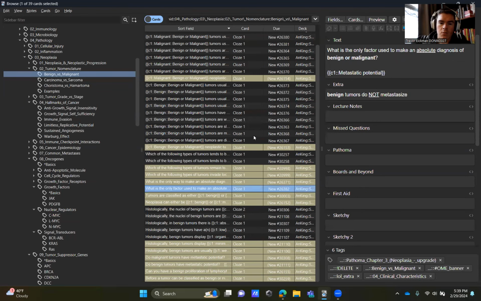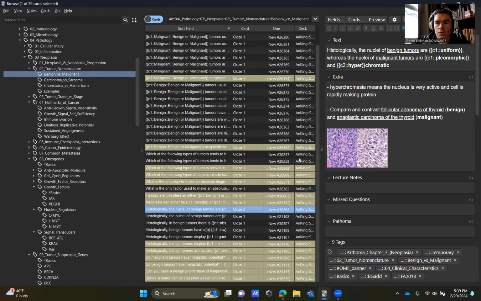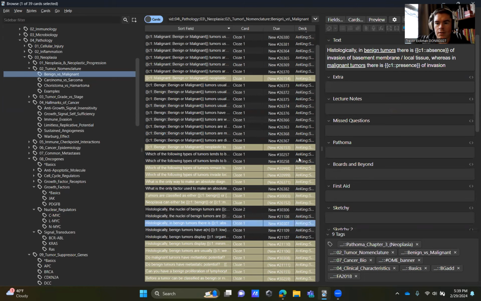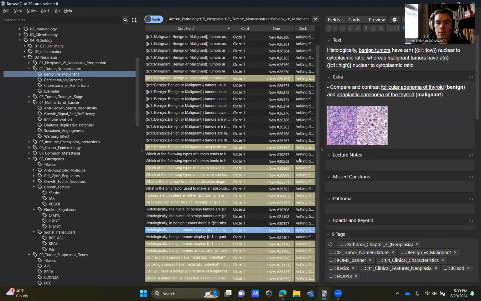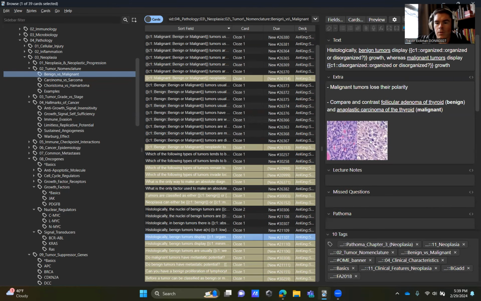And then we'll come down to this card. What is the only factor used to make an absolute diagnosis? And that is metastatic potential for whether it's benign or malignant. And you're going to skip 2 down from that, and we're going to go over some histology slides. So these histology ones I found to be kind of helpful. Plus, they give you images different from the lectures that just kind of help paint ideas of what to look for on what's cancerous.